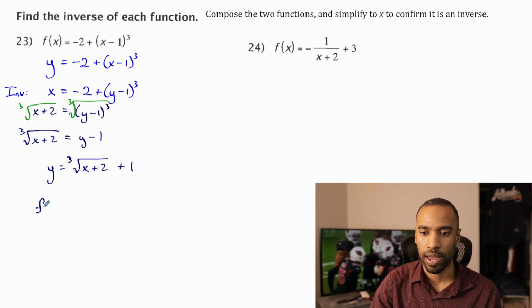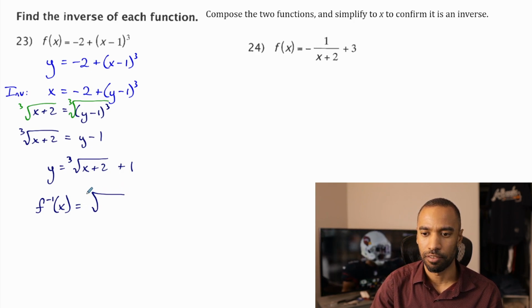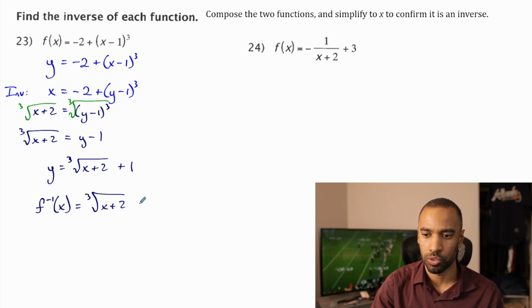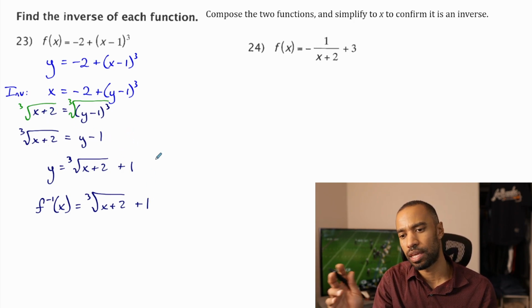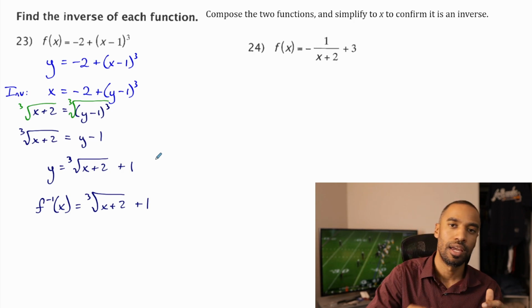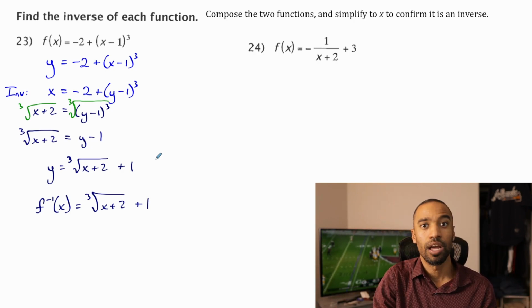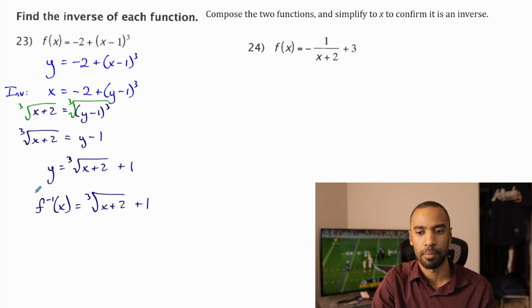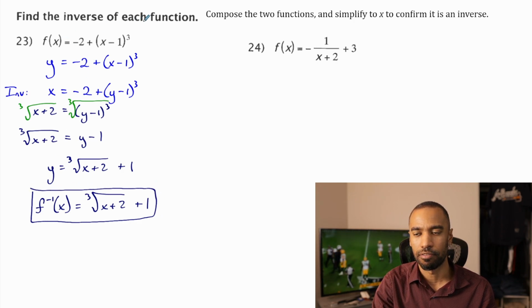Now, I'm going to instead write it in inverse function notation there. So inverse of f is the cube root of x plus 2, plus 1. We haven't seen these in a while as far as what they mean. I'm not going to get too deep into what it means, but graphically, they reflect over the line y equals x. You kind of see a reflected version of it. All x's become y's, all y's become x's. Here's the inverse that was asked for when they asked you to find the inverse of each function.